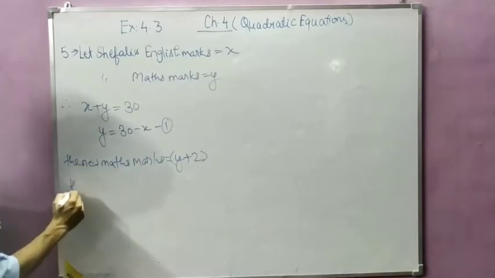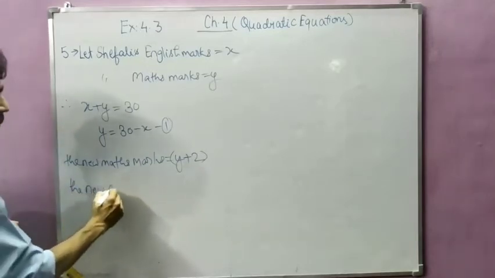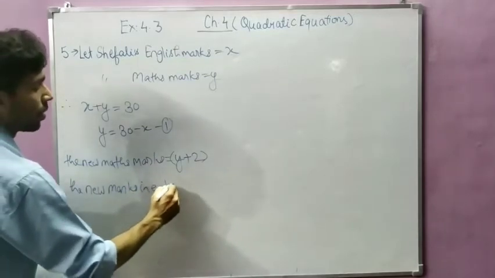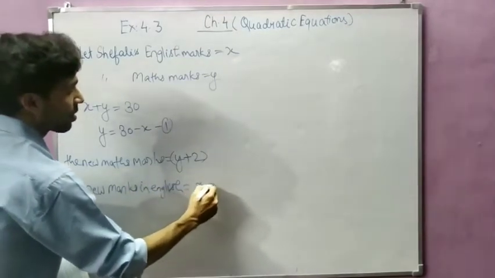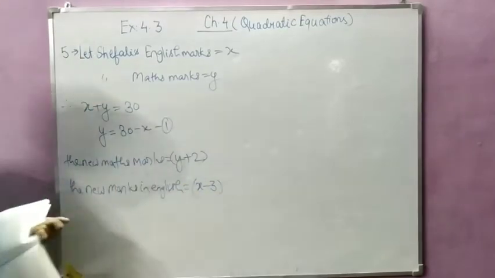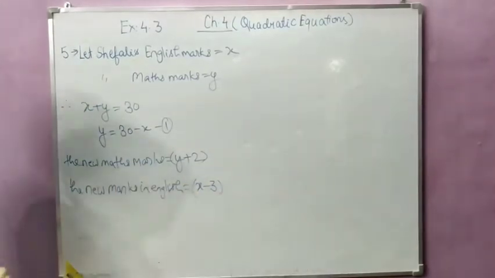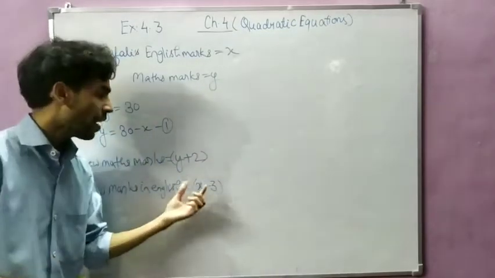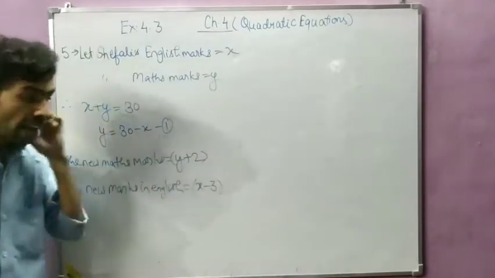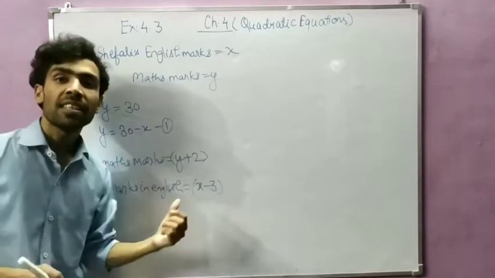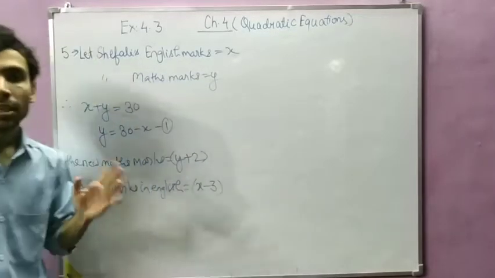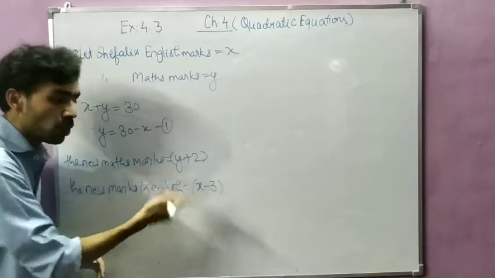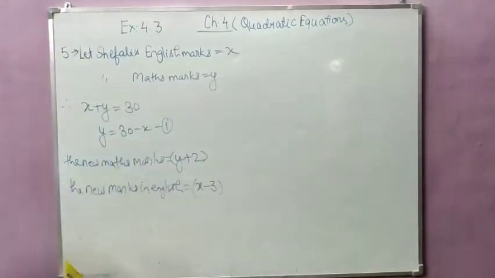It means the new marks in English is X minus 3. Had she got 2 marks more in mathematics, earlier she was getting Y, so now she is getting Y plus 2, and after that she is getting 3 marks less in English. It means X minus 3. Now whatever will be the product of these two will be equal to 210.